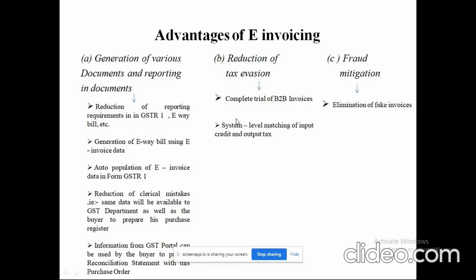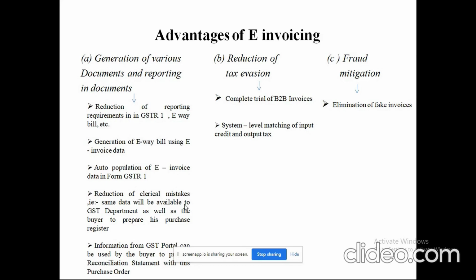Third one, auto population of e-invoice data in form GSTR 1. Fourth one is reduction of clerical mistakes because the same data will be available to the GST department as well as the buyer to prepare his purchase register. The buyer can prepare the purchase register and the data can be checked by the GST department by using the data which is available to it. Then information from the GST portal can be used by the buyer to prepare a reconciliation statement with his purchase order.